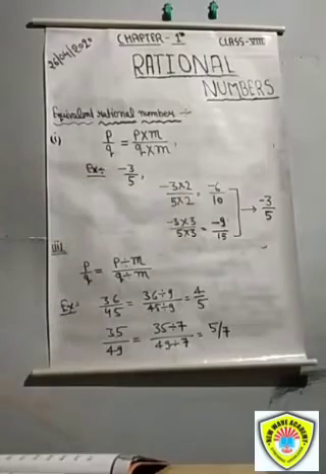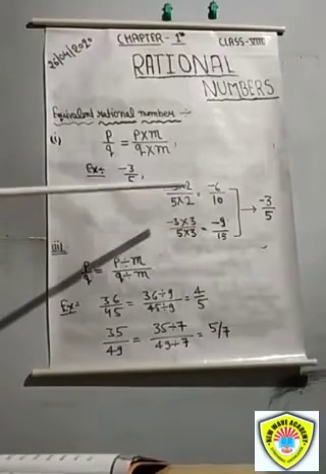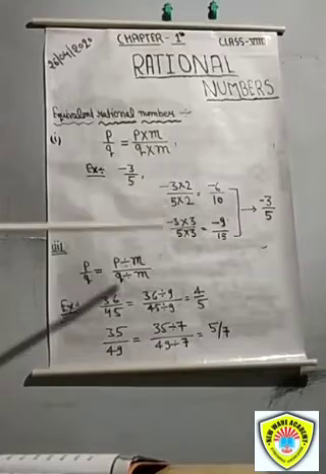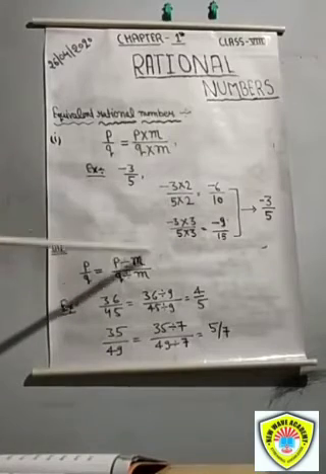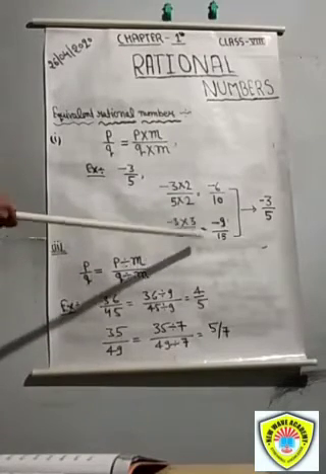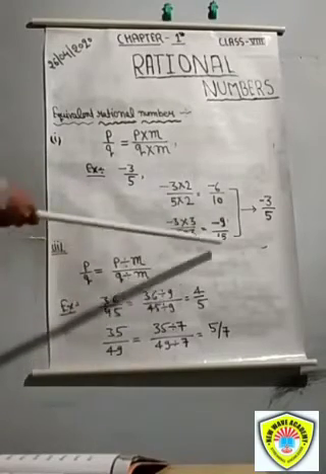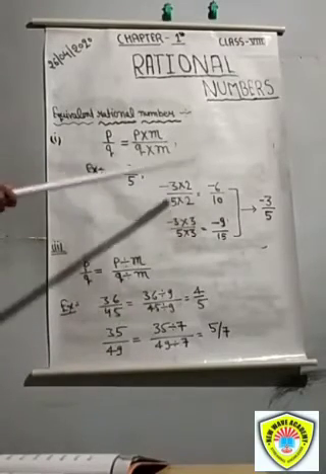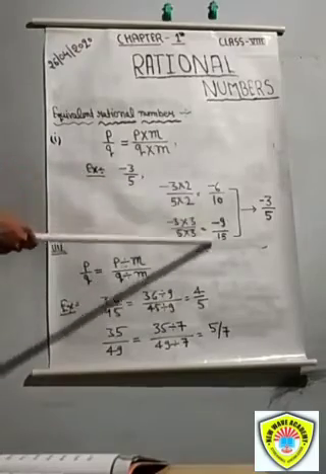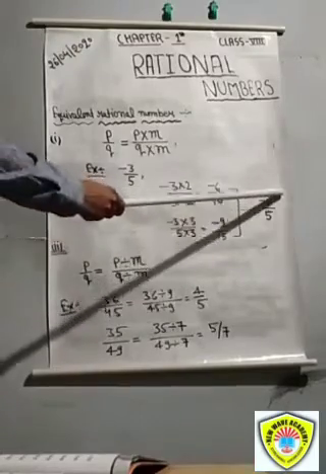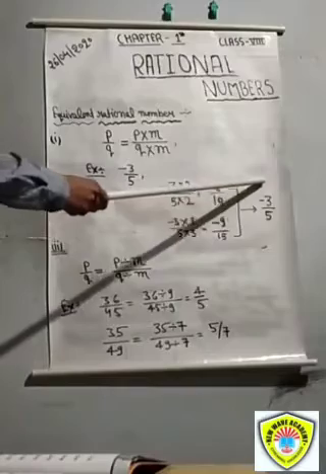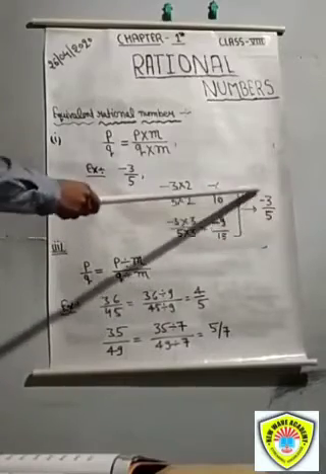Again we multiply by 3 in both numerator and denominator. Minus 3 into 3 is minus 9, and 5 into 3 is 15. Look here, both are rational numbers equivalent to minus 3 upon 5.